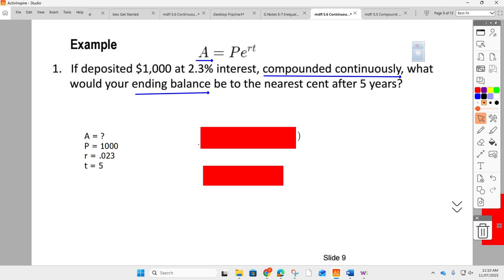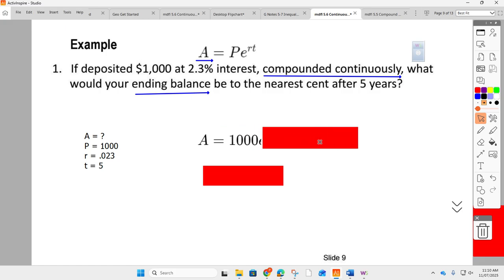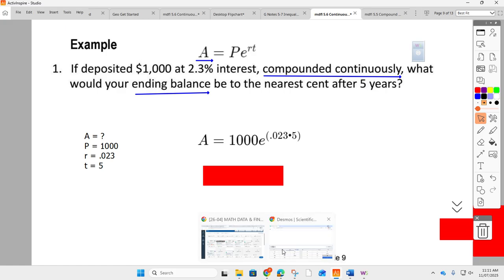Compounded continuously, we're not looking for an N, the number of times compounded, right? It's a different formula. So you're just going to plug in. Not for the A, that's what we're looking for. The P, not for the E, stays at E. The rate and the time. We're going to go to our decimal calculator and enter it. You do need those parentheses around that rate and time on the decimal calculator. So everyone's going to the decimal calculator right now.